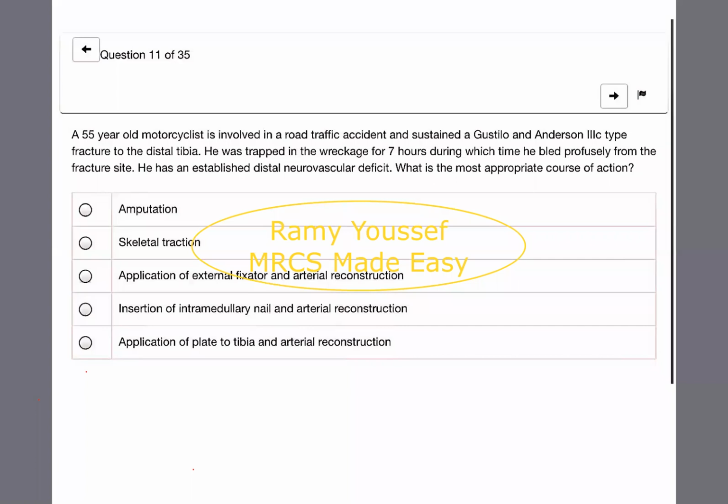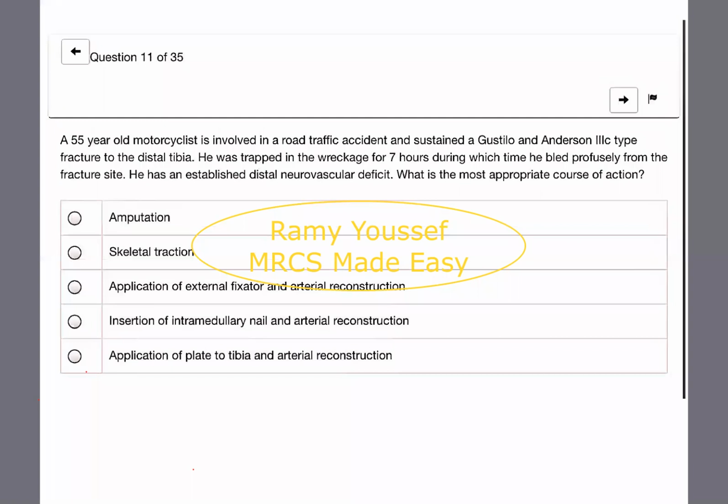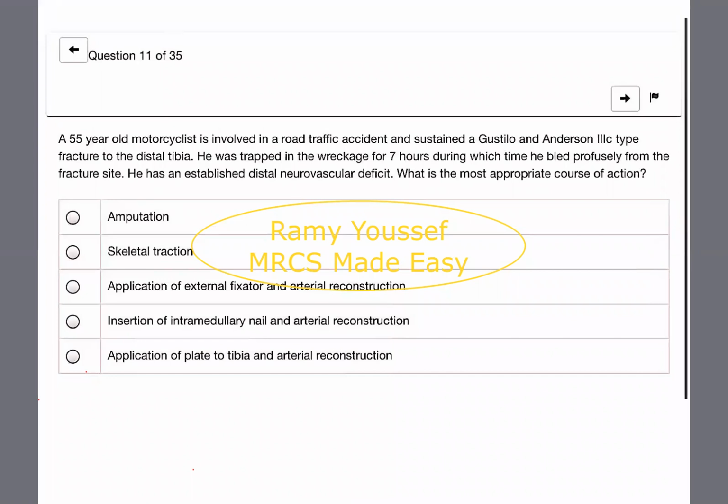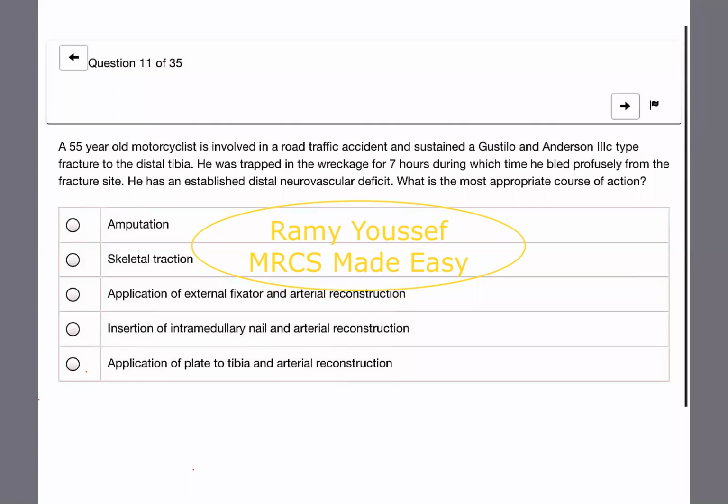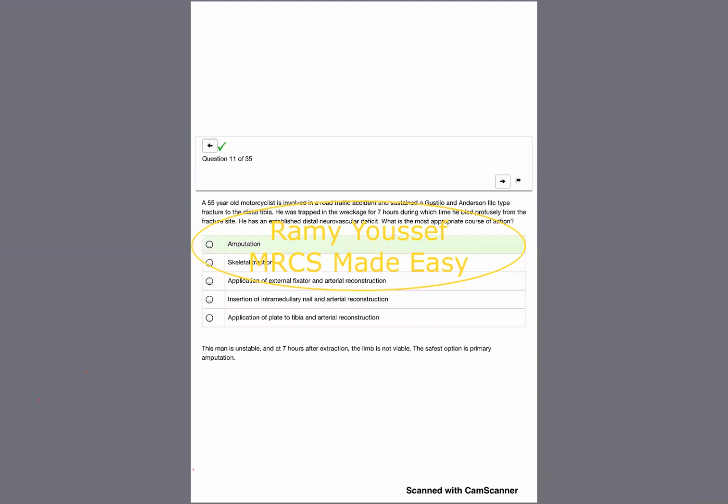We said Gustilo and Anderson type 3C. It is neurovascular bundle injury, and this is the worst type of open fracture. After 7 hours, the limb is ischemic with irreversible ischemia and irreversible damage to the skin. So the best is amputation for this patient. I just want to tell you briefly, here is the keyword: Gustilo and Anderson type 3C fracture with 7 hours delay.